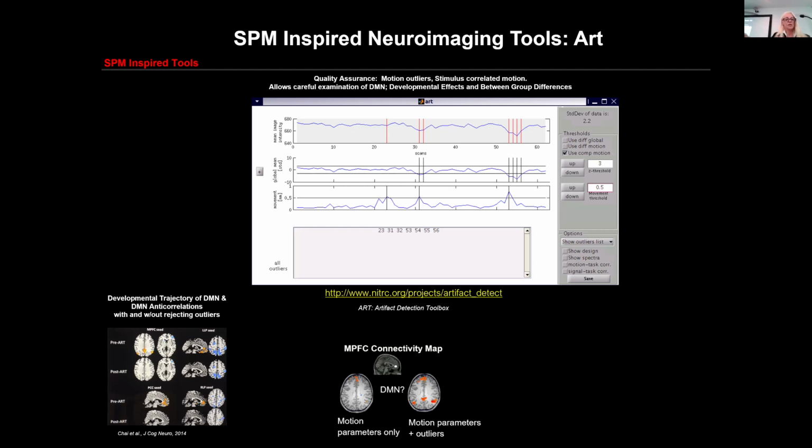And what we found was an increase in the positive correlations when we did not regress out the outliers, and we did not see that after we regressed out the outliers. However, what did remain was the systematic increase in default mode network anti-correlations, which we interpret as an increase in executive function. So that was really interesting because we're very focused on developmental trajectories.